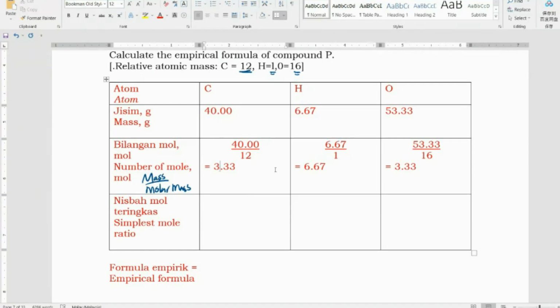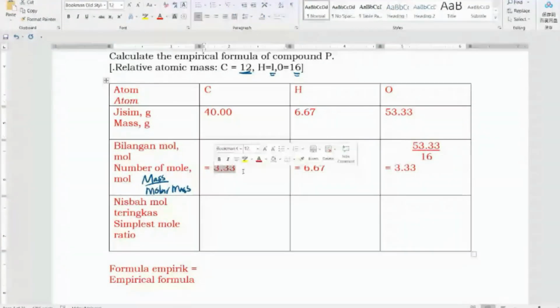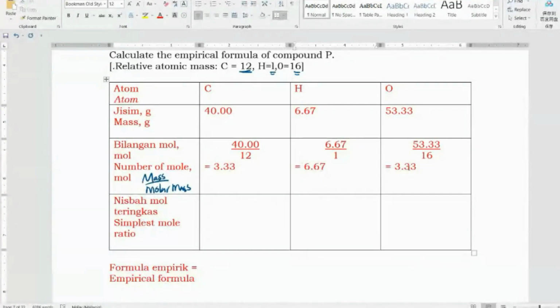So now 3.33, 6.67, 3.33. So obviously 3.33 is smaller, right? Okay, so all of them here, divide by the smallest number, 3.33. So all divide by 3.33, yeah? Okay.